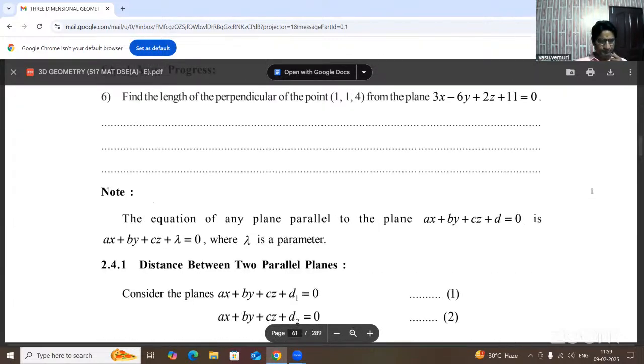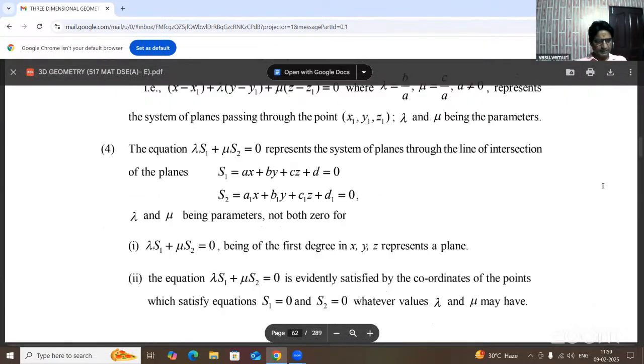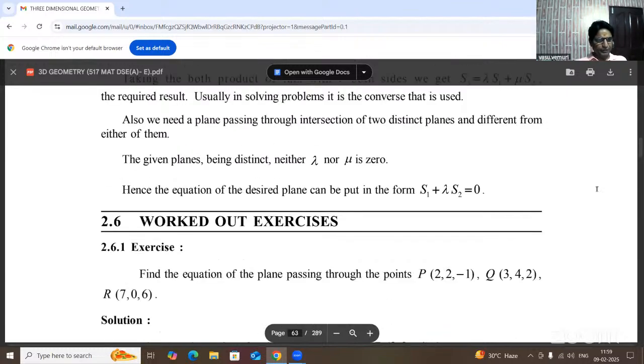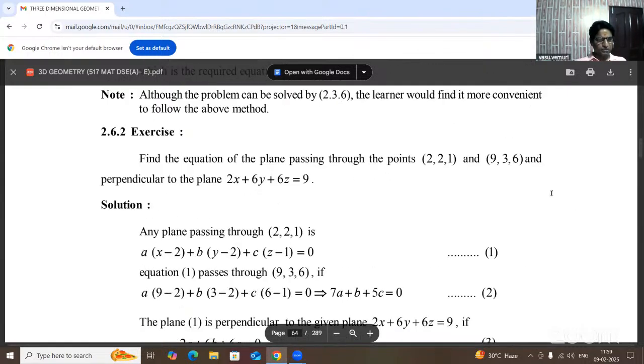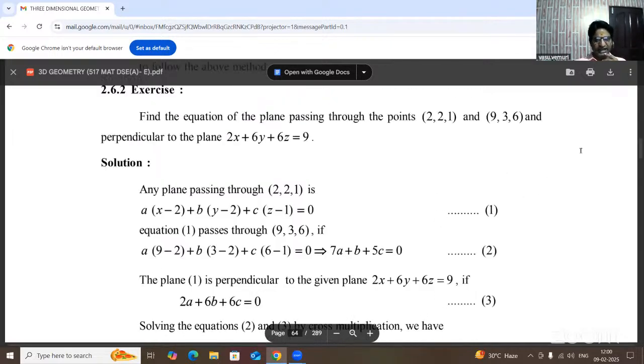See this one. What is the intersection of any two planes? That formula is S1 plus lambda S2 equal to 0, or P1 plus lambda P2 equal to 0. That is one of the important concepts between planes. The intersection of any two planes is S1 plus lambda S2 equal to 0. Here this problem is also practiced. See this one, 2.6.2. This problem is very important in the final examination.